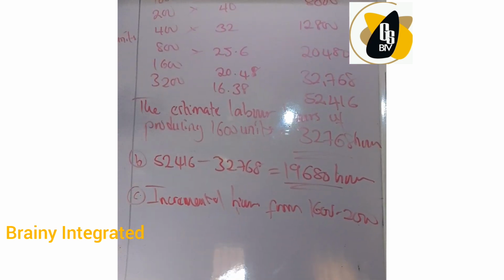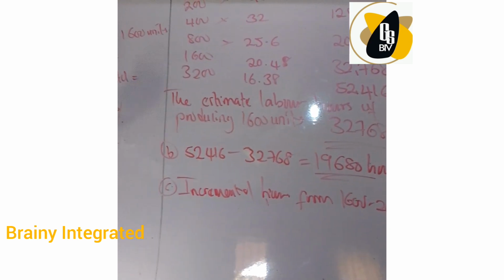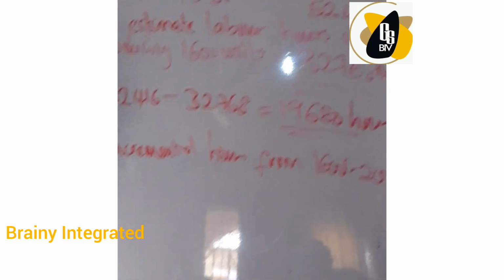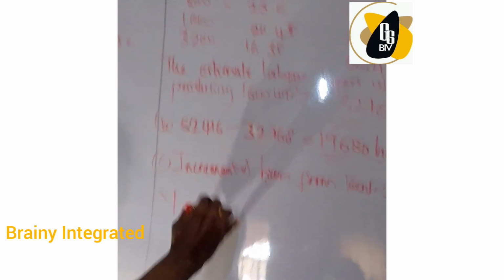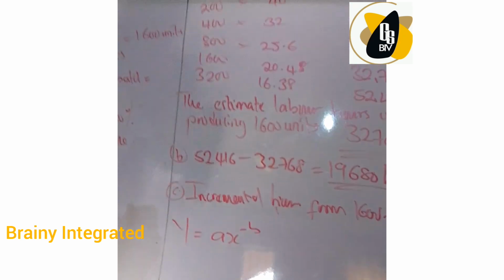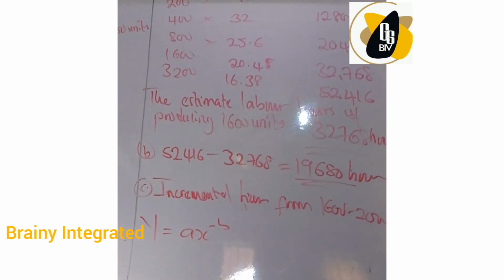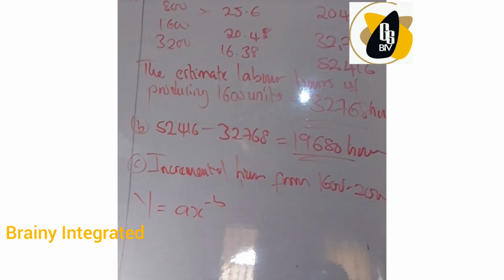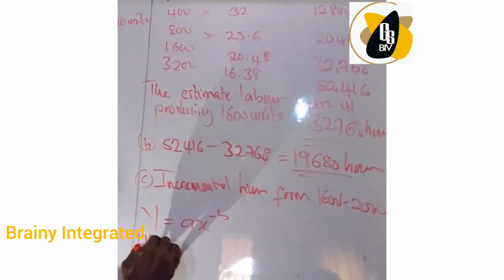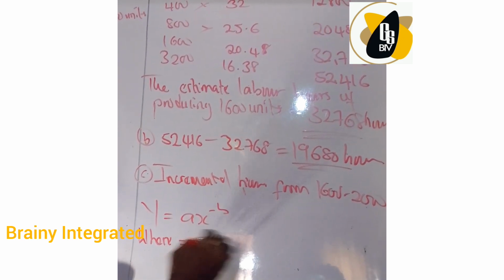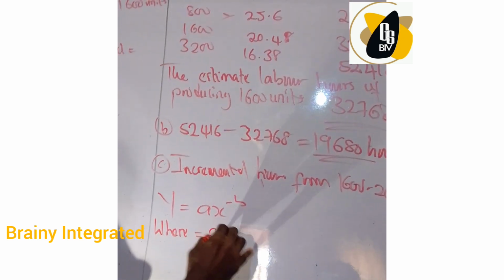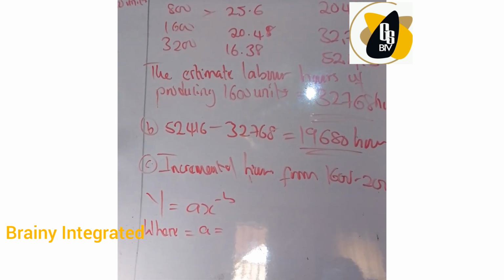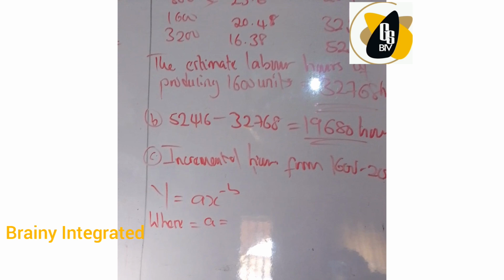So what are we going to do? In this case, we are now going to apply the algebraic format. And what is the algebraic format? The algebraic format is y is equal to ax raised to power minus b, right? y = ax^(-b). So where a is equal to what? A is the average time per unit spent on the first batch.